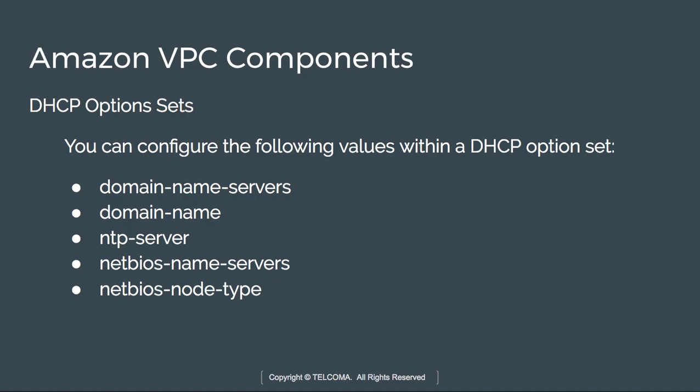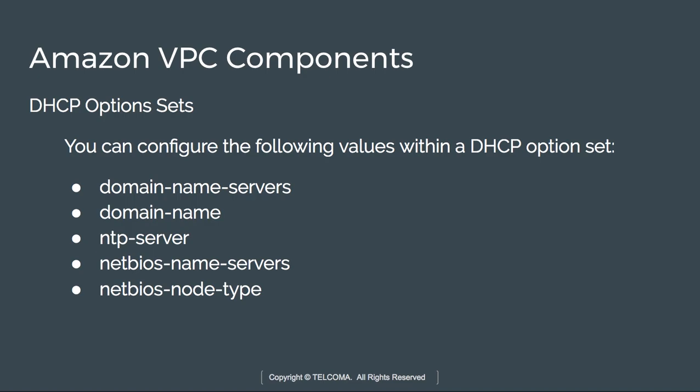Now what are the domain name servers? It is the IP addresses of up to 4 domain name servers which are separated by commas. The default is Amazon provided domain name servers. Domain name: specify the desired domain name here. For example, telcoma.com, the desired domain name that we require.